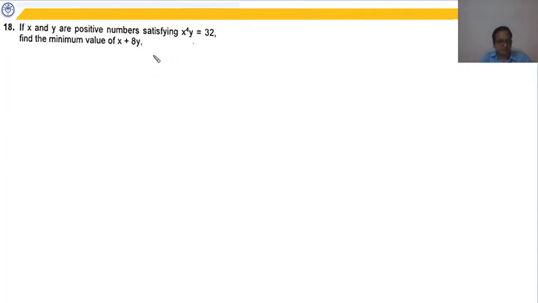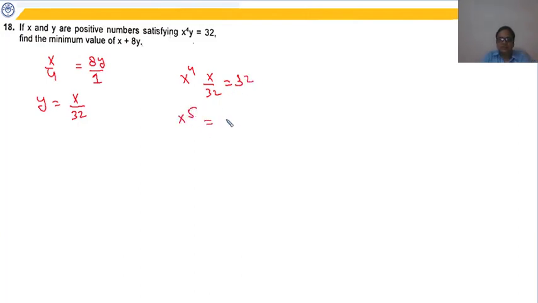So let's do it by the shorter method first. We divide the x term by its power of x and the y term, that is 8y, by its power of y, and express either x in terms of y or y in terms of x. We take y as x upon 32. Just put this value of y in this equation. We get x to the power 4 into y as x upon 32 is 32. So x to the power 5 is 32 into 32. 32 is 2 to the power 5, so it becomes 2 to the power 5 into 2 to the power 5.